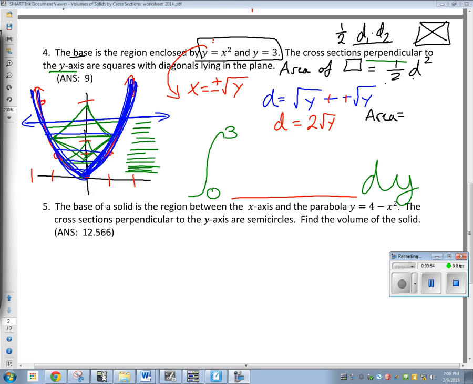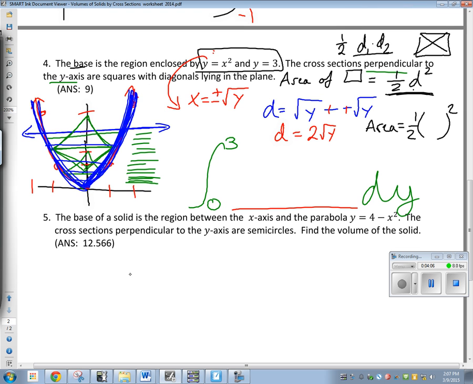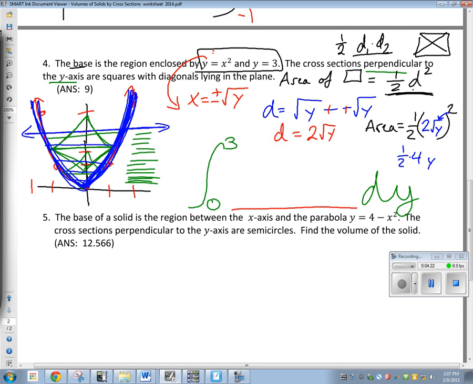So we said the area is equal to 1/2 diameter squared. So my area is going to be equal to 1/2 my diameter squared. So it's 1/2 times 2 square root of y squared. Well, what's 2 squared? 4. What's square root of y squared? That cancels, so it's just y times 1/2. So it's really 2y. That is my area formula.